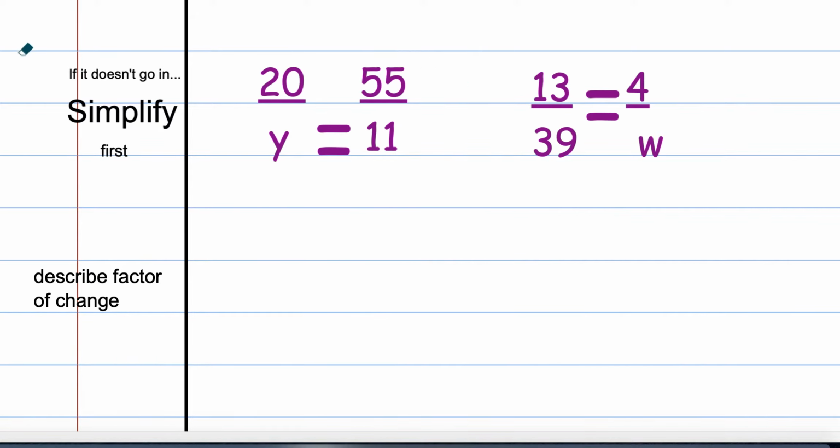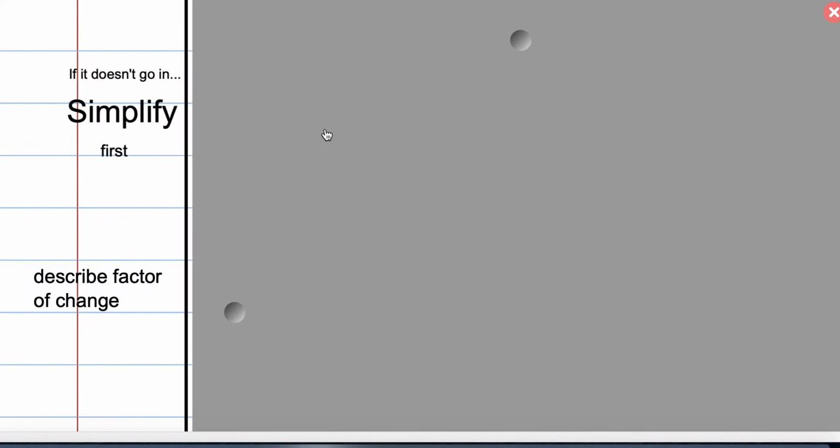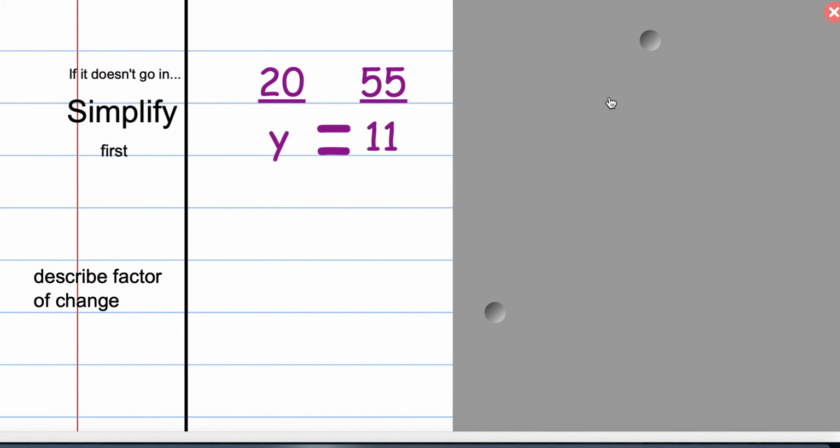What happens, though, if it doesn't go in nicely? That one went nicely. What happens if it doesn't? Here's what I want you to write down. If it doesn't go in nicely, simplify first. So, for instance, let's write this one. I start on the side that has both. 55 does not go nicely into 20. So I have to think about this for a second.